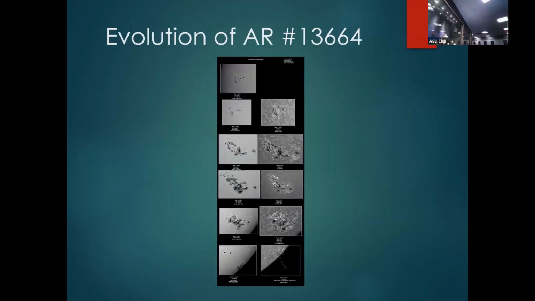Okay, all right, this is the most interesting one, 13664. When it appeared on the eastern limb, it didn't look too impressive at that time. So look what happened day after day. It formed very nicely. Look at this. And the group here, look how they form. You've got it expanding.